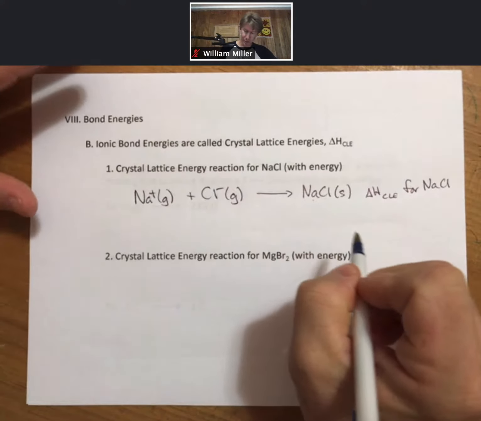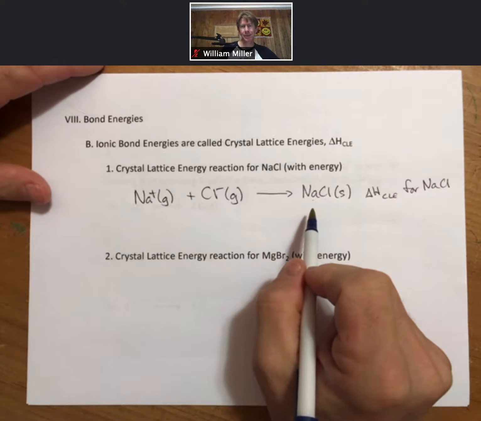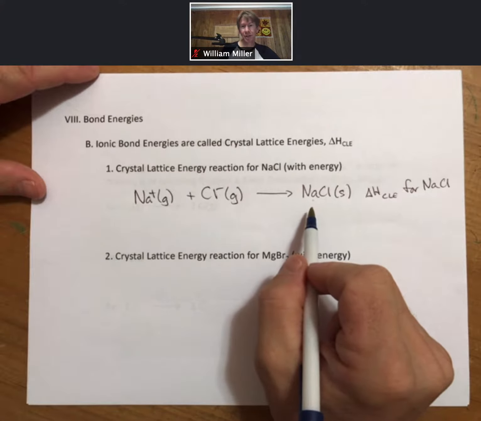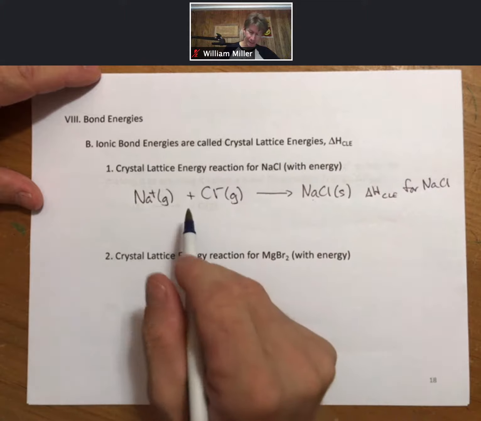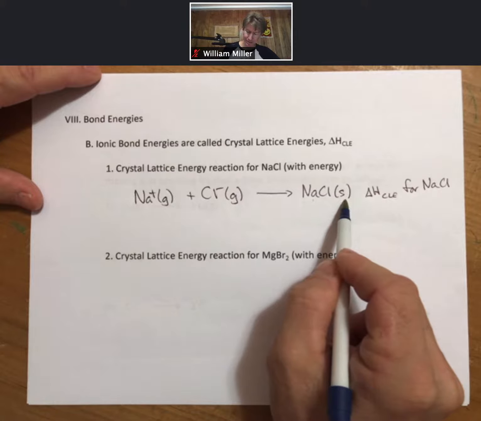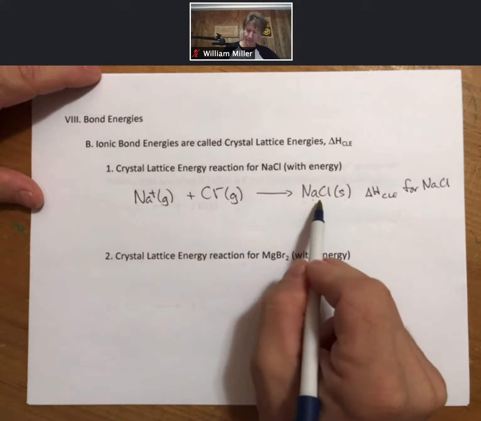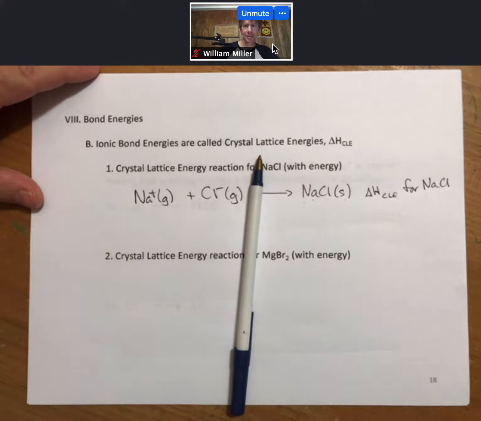But before we talk about how to get that energy, I will note that this, like ionization energy and writing an electron affinity reaction, and a couple other types of reactions, is one of the reactions that you're going to have to write for this class. And the clue is whatever its crystal lattice energy is for, that's the product. And then whatever ions you need to make that, those are going to be in the gas phase as your reactants.